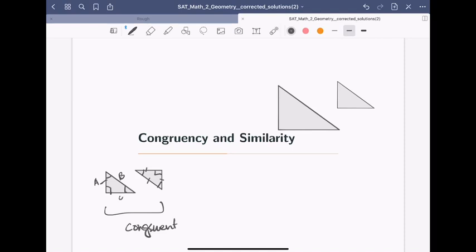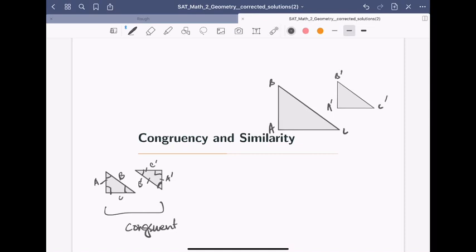Then ABC corresponds to, wait a second, let me draw it a little better here, sides B prime, sides C prime, and sides A prime, essentially. So these are congruent figures. Similarly, I shall label these points here. These are sides A, B, C, A prime, B prime, C prime.